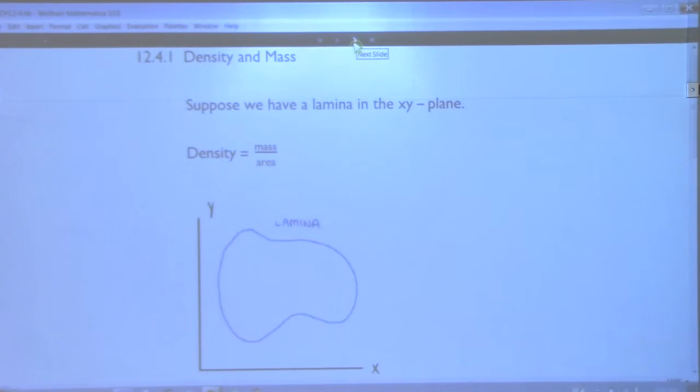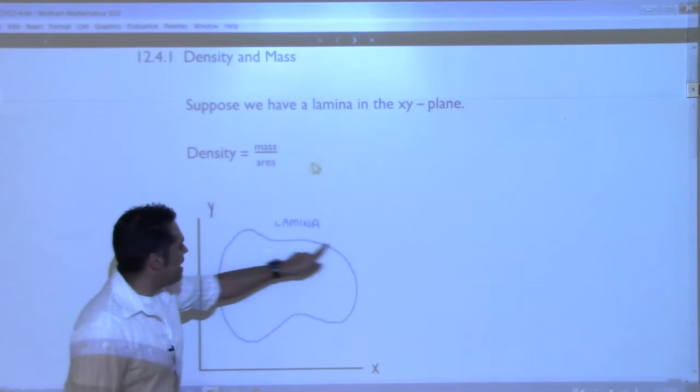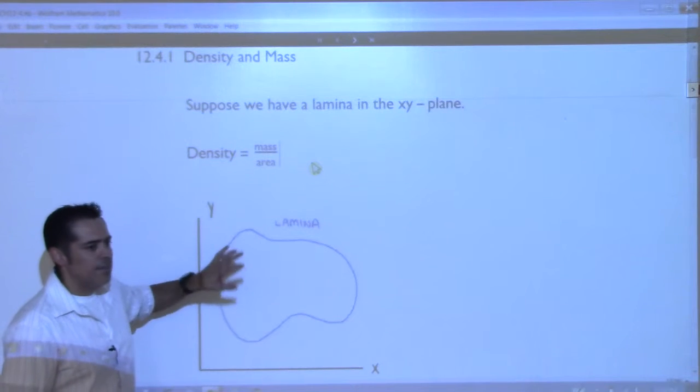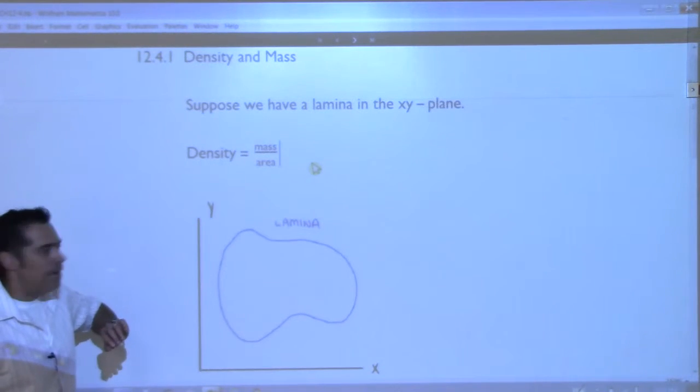What's a lamina? Well, remembering that the definition of density is mass over volume, we are going to call it mass over area when we're talking about a lamina. So if you take the mass of this whole thing and divide it by its area, then that would be your density. That's how we're going to define it.